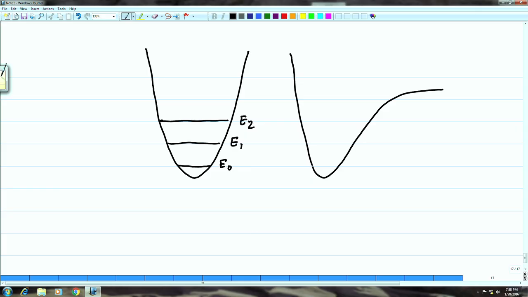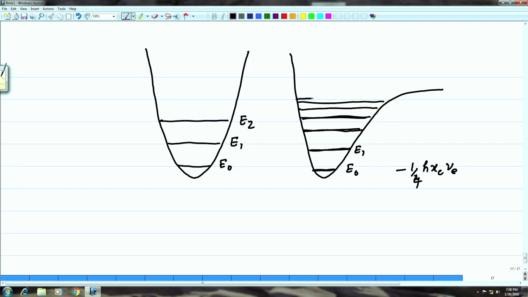What you see is the lowest level is slightly lower than the original E0, because it contains this minus 1 by 4, sorry, h xe nu e. And then E1 is even lower than the harmonic value of E1. E2 is even closer, and E3 is closer, and so on. And so finally you see that the energy levels become very dense.